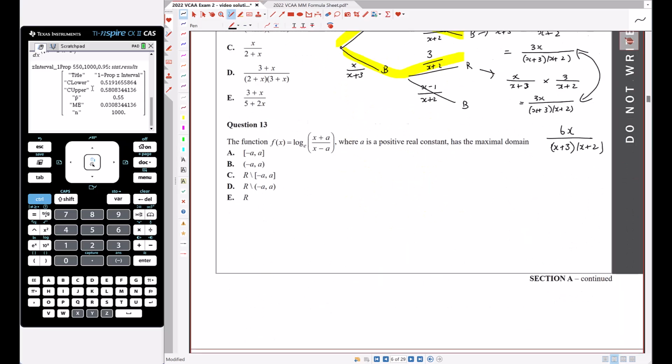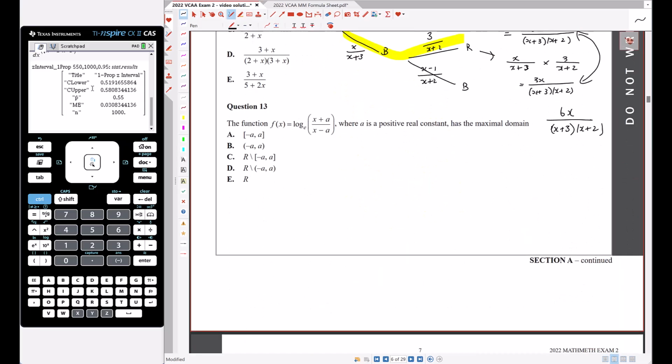Alright, and then question 13. The function f of x equals log e of x plus a on x minus a, where a is positive, has the maximal domain. Okay, so we need the range of this fraction to be a subset of the positive real numbers for the log to exist. So we need the range of x plus a over x minus a to be a subset of positive real numbers for all of this to happen.